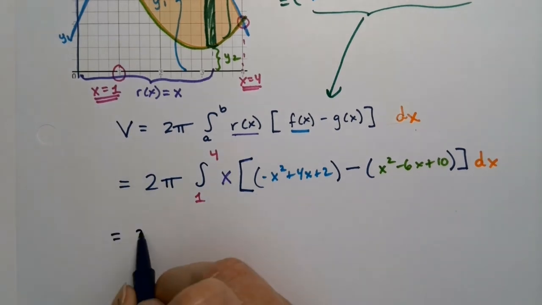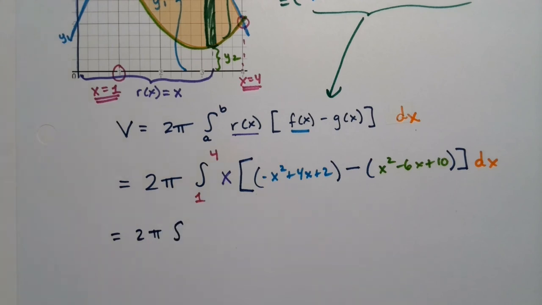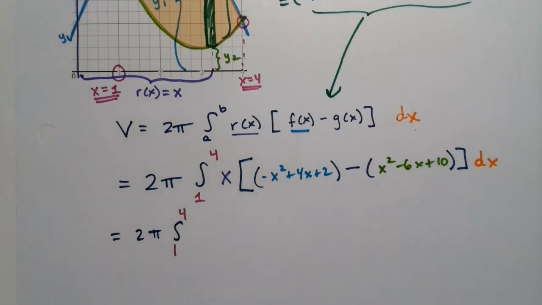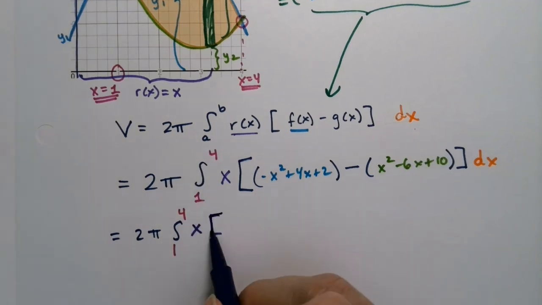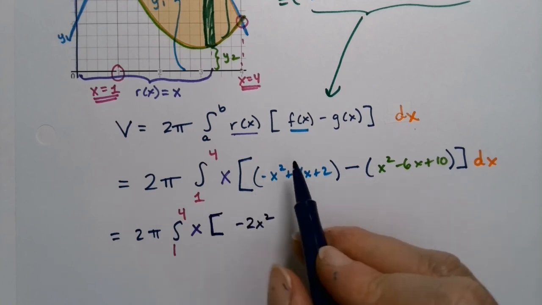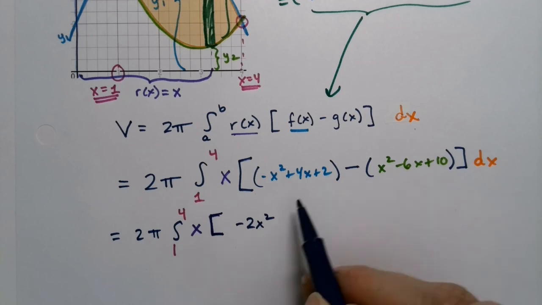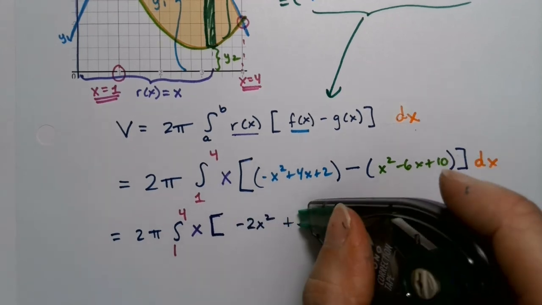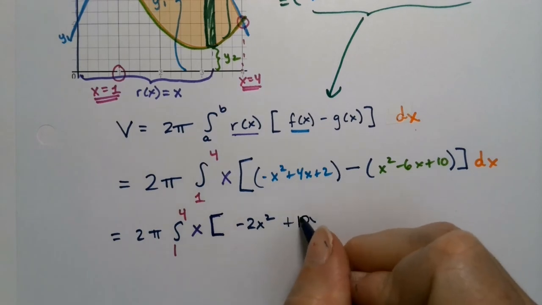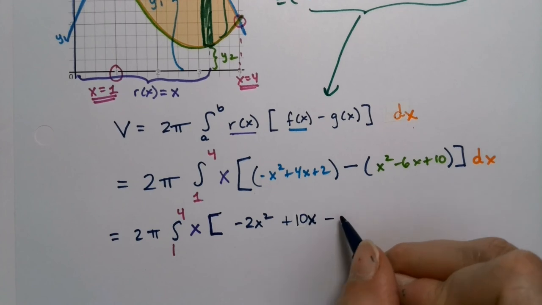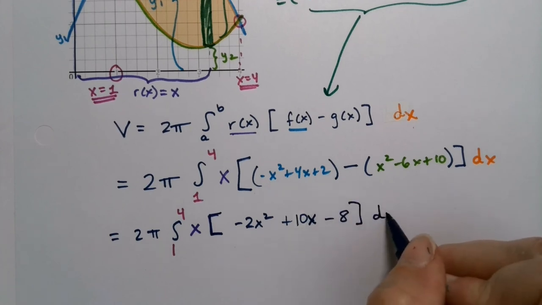So this is 2 pi integral from 1 to 4 of x times, and then let's figure out what's inside there. We have negative x squared minus an x squared, which is negative 2x squared. 4x minus a minus 6x, so that's plus 10x. 2 minus 10 is negative 8, dx.